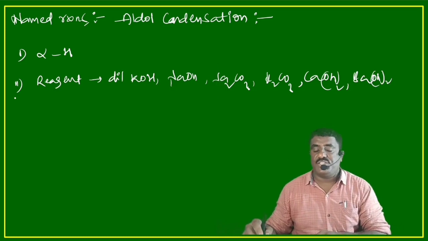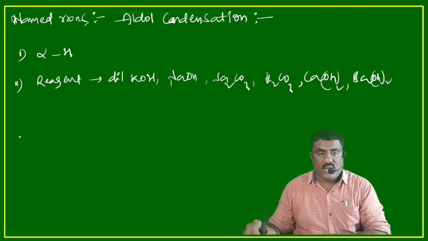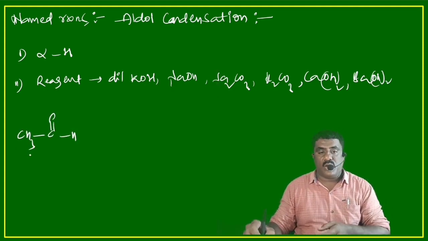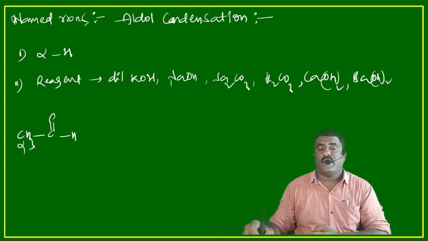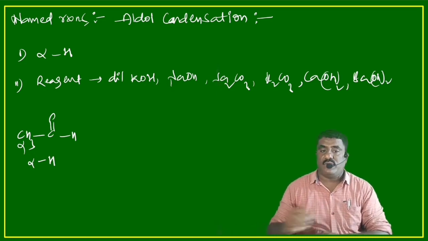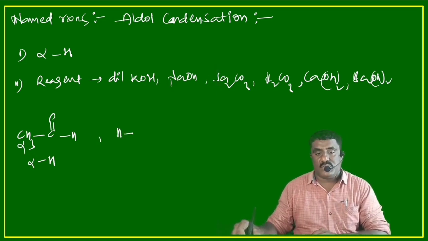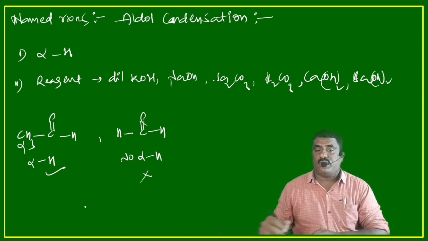First, the condition is that the carbonyl compound has alpha hydrogen. For example, CH3CHO has alpha hydrogen. The carbon adjacent to the carbonyl is the alpha carbon, having the alpha hydrogen. Have a look at this example: HCHO. There is no alpha carbon, so there is no alpha hydrogen.